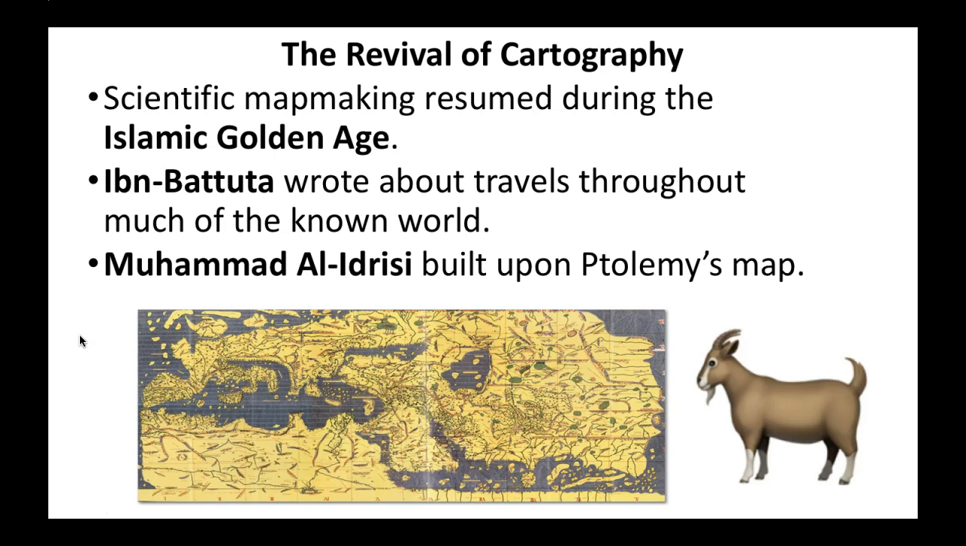Among some of these figures, we have Ibn Battuta. Ibn Battuta was a lawyer in Islamic law, and he was also a traveler who wrote a lot about the known world, one of the first geographers to write about different parts of the world. He traveled from North Africa to the Middle East to East Africa, all the way to Asia as well. But one of the greatest is Muhammad al-Idrisi. Muhammad al-Idrisi, I have a goat here because he's the greatest of all time in terms of Islamic cartography.